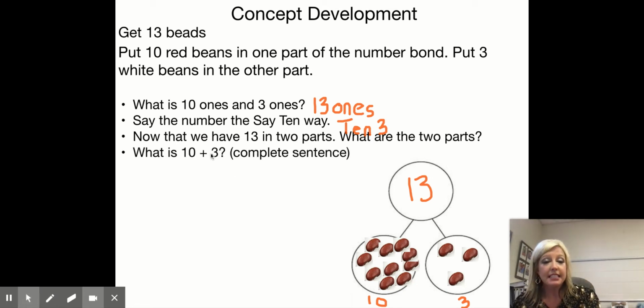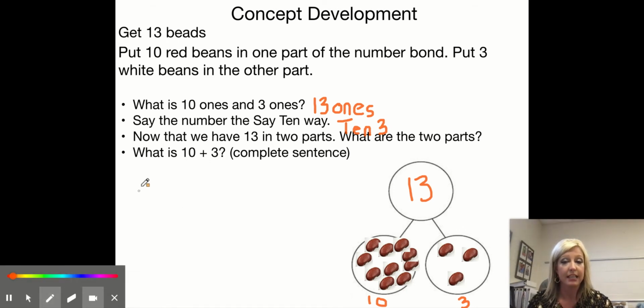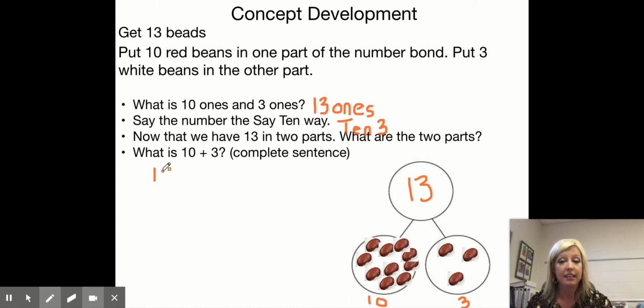So, what is 10 plus 3? Let's read that as a complete sentence. What is 10 plus 3? And to read that back in a complete sentence, 10 plus 3 equals, what does 10 plus 3 equal? 10 plus 3 equals 13. So to read this as a complete sentence, 10 plus 3 equals 13.